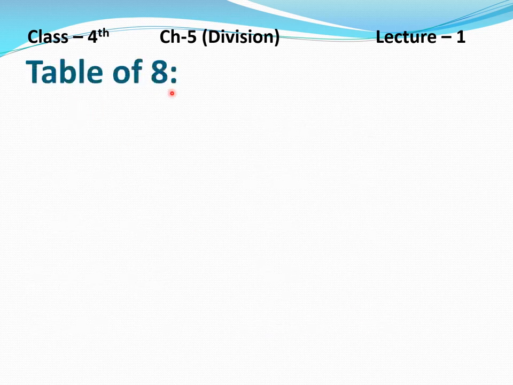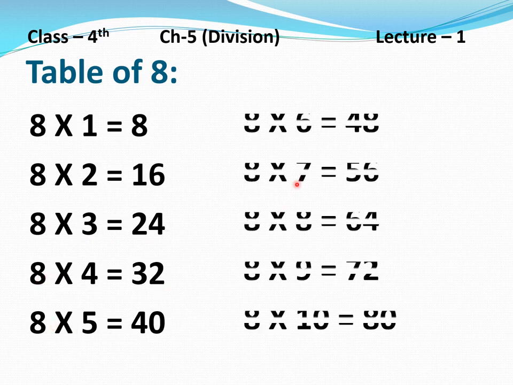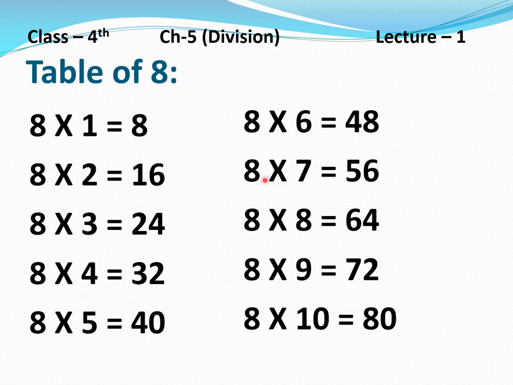Now table of 8. Speak with me. 8 ones are 8, 8 twos are 16, 8 threes are 24, 8 fours are 32, 8 fives are 40, 8 sixes are 48, 8 sevens are 56, 8 eights are 64, 8 nines are 72, 8 tens are 80.